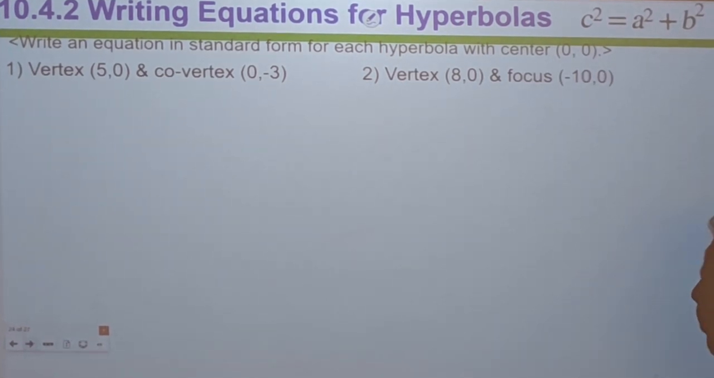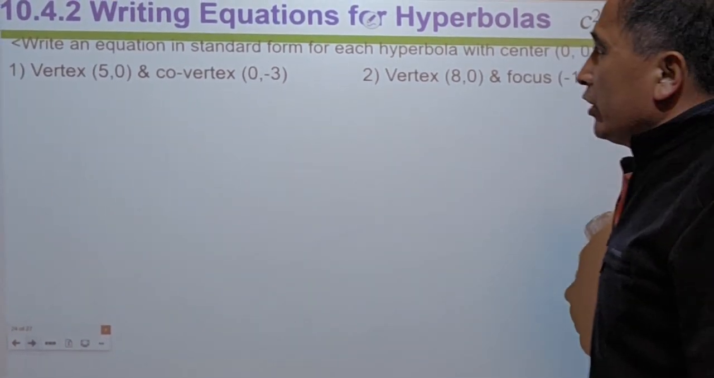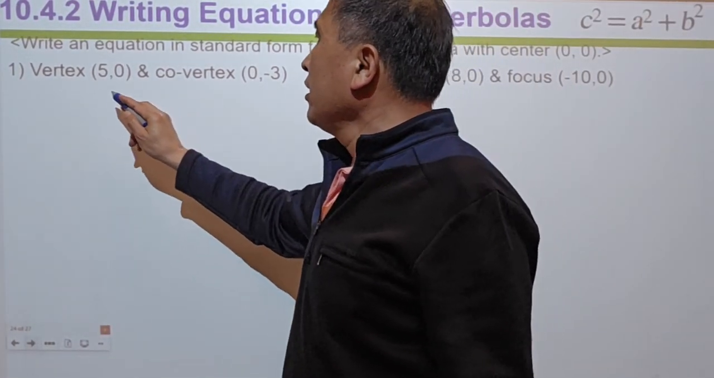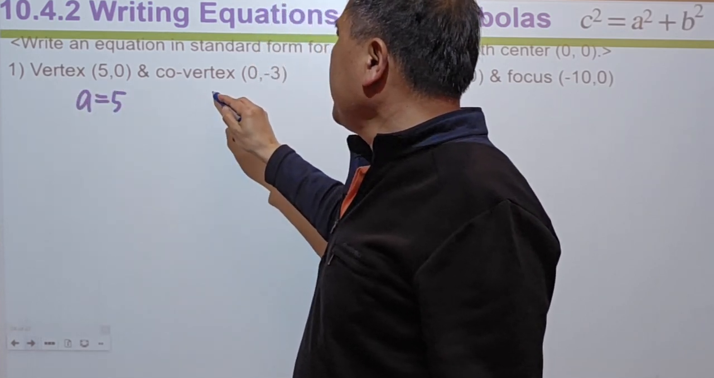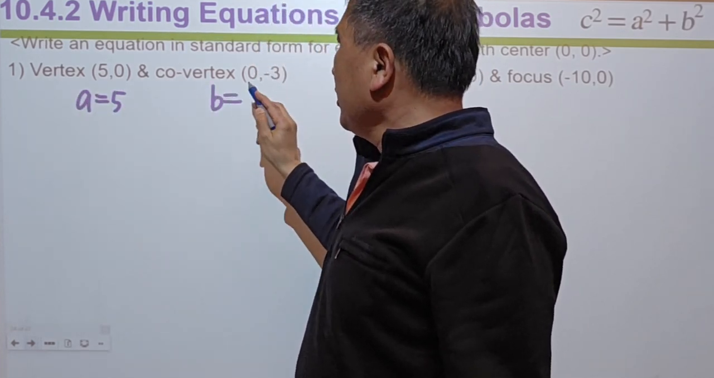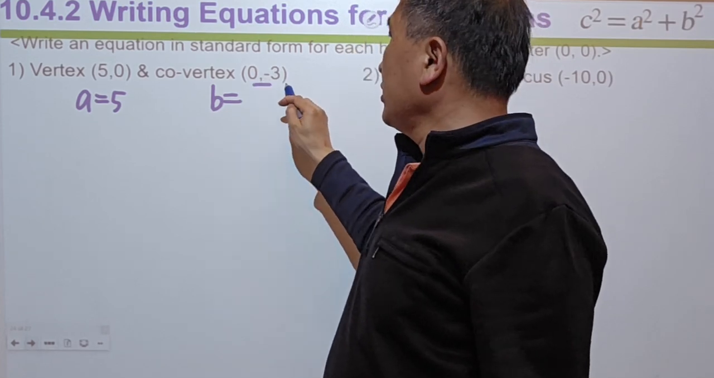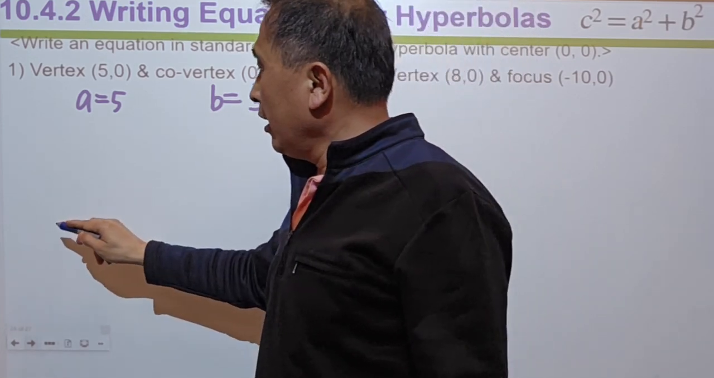Now let's find the equation of the hyperbola with the vertex and covertex. Vertex means that's a, right? A equals 5. Covertex means this is b, because from the center (0, 0) the distance is 3, so that's the distance b.